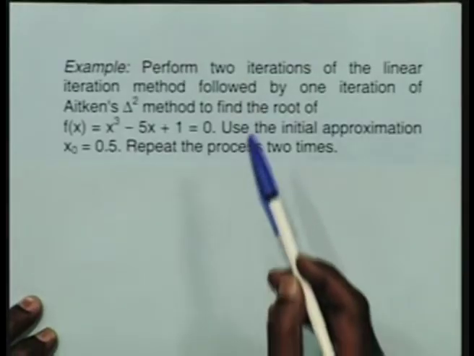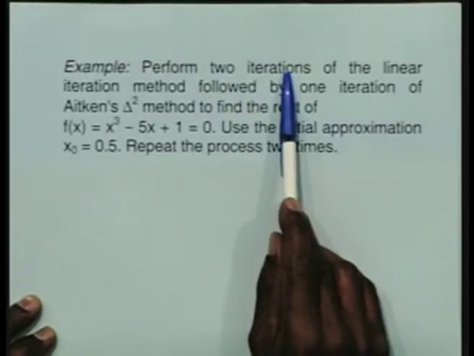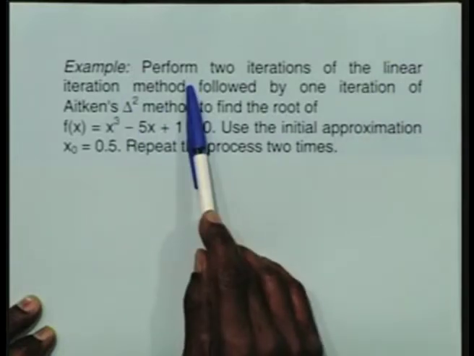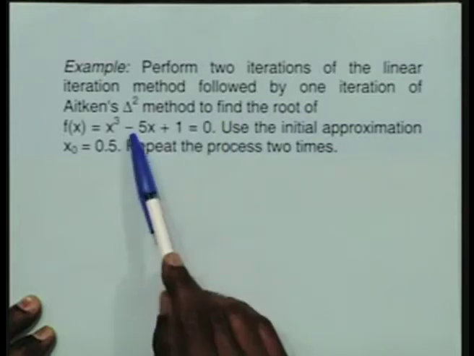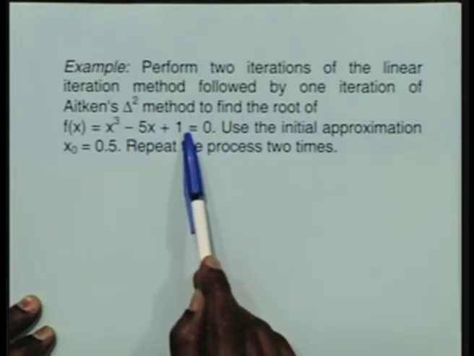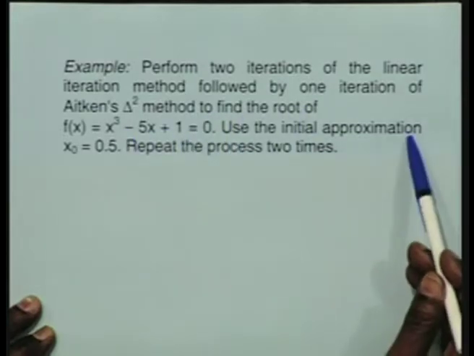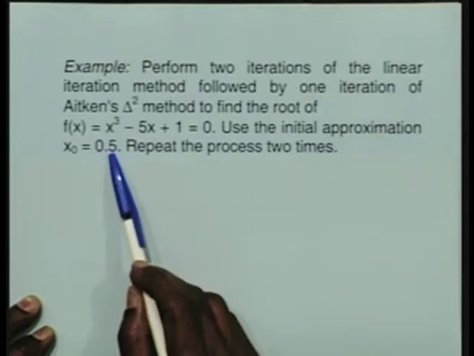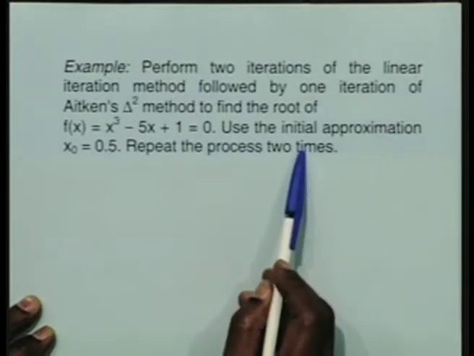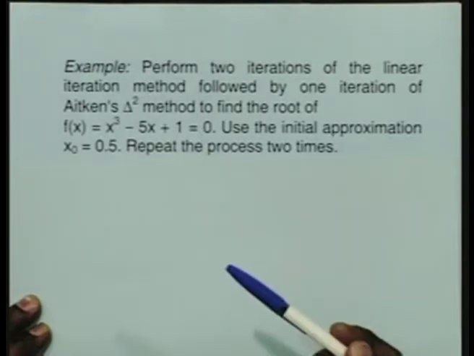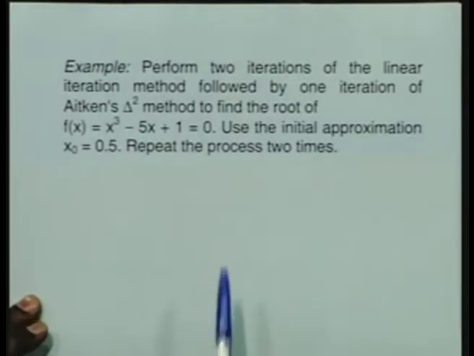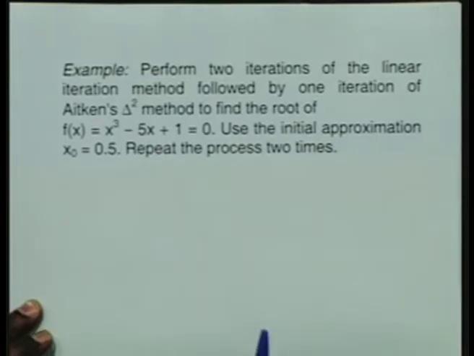Now, we will perform 2 iterations of the linear iteration method, followed by 1 iteration of Aitken's delta squared method to find the root of x cubed minus 5x plus 1 is 0, and we shall use the initial approximation x0 is 0.5 and we shall repeat this process 2 times. That means we start with x0, x1, x2, then I use these 3 values to get the next estimate and then go on repeating the same thing 2 times.